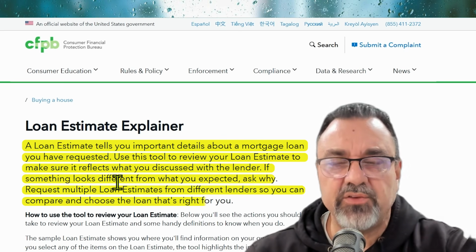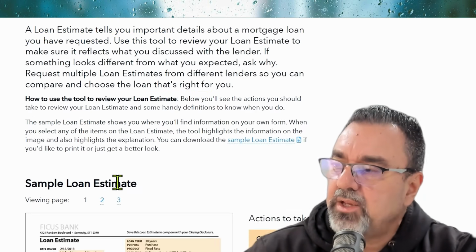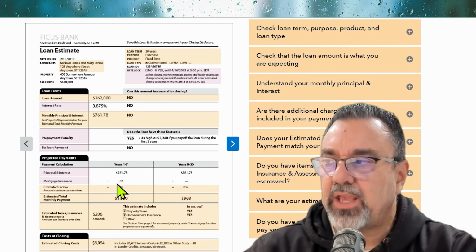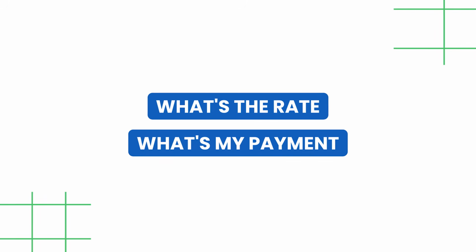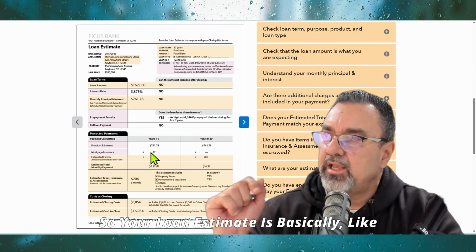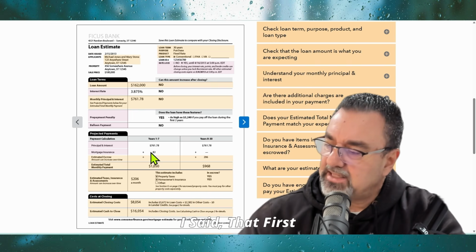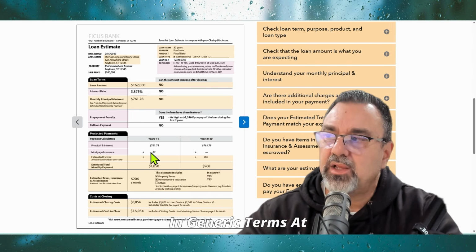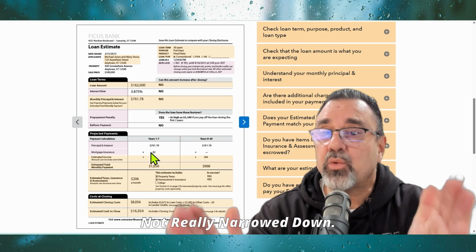So here's the confusing part. Let's break it down. You applied for a loan and then you got approved, and your concern is, okay, what's the rate? What's my payment? There's a lot more to this equation, and that's what I want to break down in this video. Your loan estimate is basically that first document that goes out to you to break down the loan in generic terms at this point, because it's not really narrowed down.